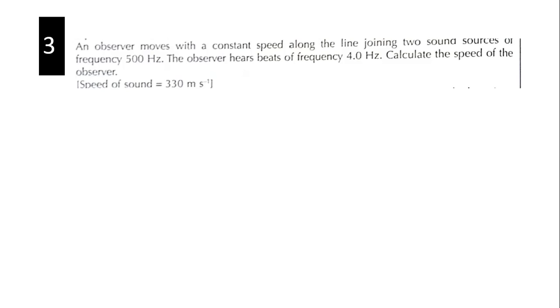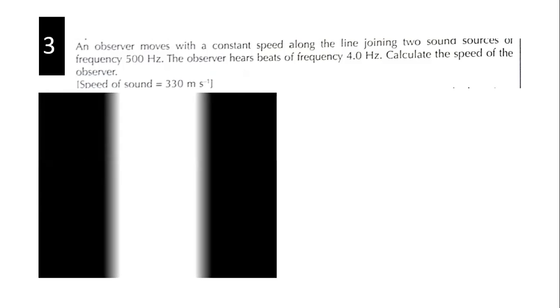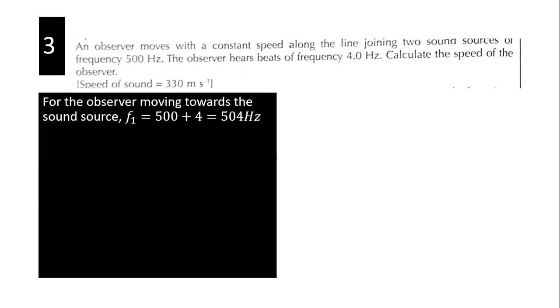One is the frequency of the source, one is the observed frequency. That's why there's a beat. For the observer moving towards the sound source, your F1 equals 500 plus 4. Okay, if you're moving towards the sound source.